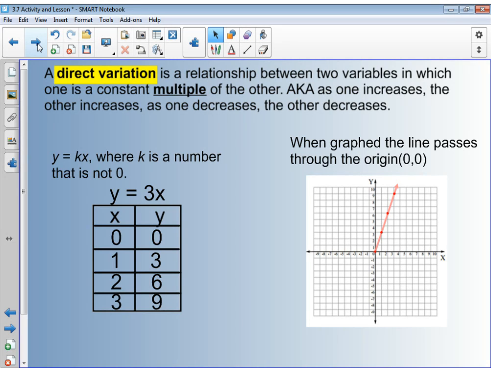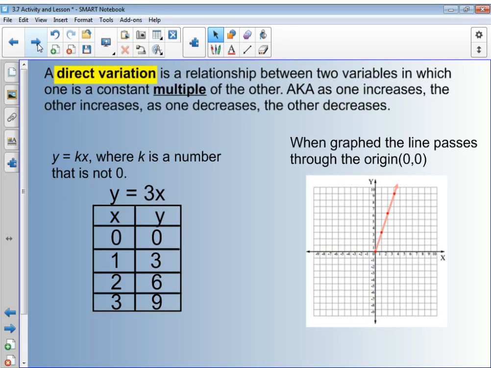So when we look at a table or a set of numbers, in order to have a direct variation, it has to follow the format of y equals kx, where k is a number that is not 0. And that's what we call the constant number. When we did our activity for this lesson, that was our slope, the change that was constantly changing from one point to the other.